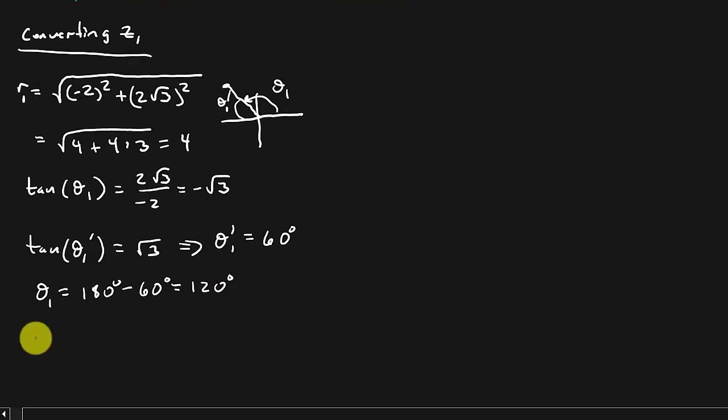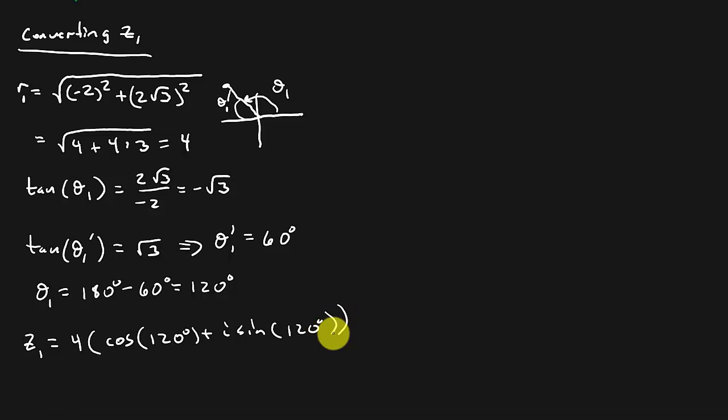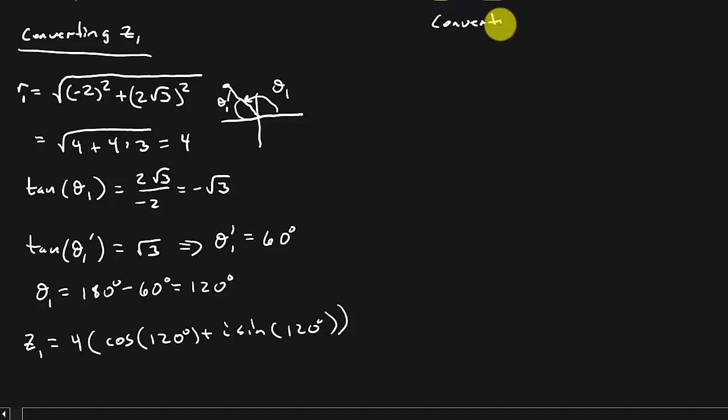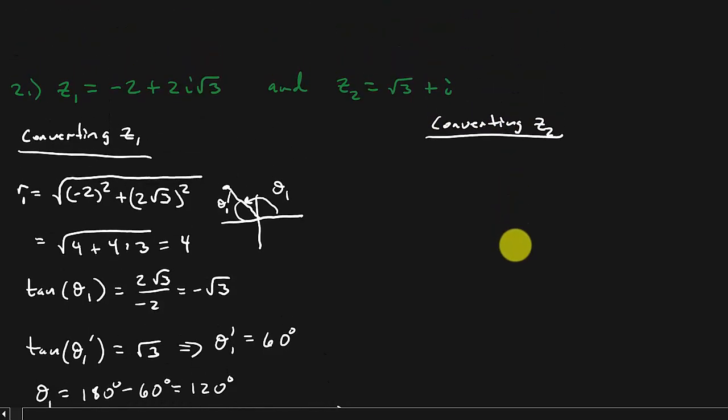And so this gives us Z1 is equal to R1, which is 4, times cosine theta 1, which is 120, plus I sine 120. All right, so I converted it to trigonometric form. All right, now converting z2. So let's convert this one.